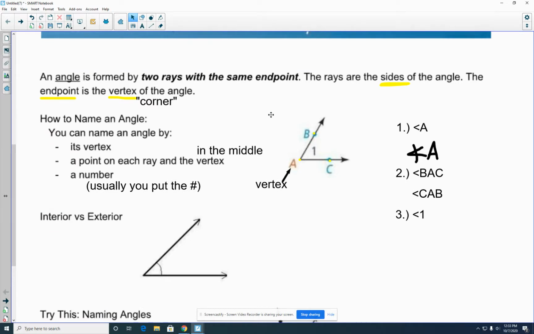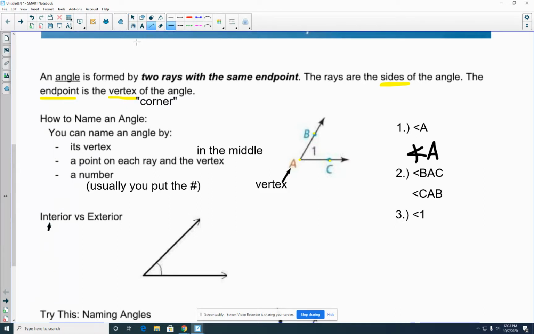Now, when dealing with angles, there are areas of an angle, right? If I look at this angle here, there are two terms, interior and exterior. The interior of the angle is inside, between the two rays.